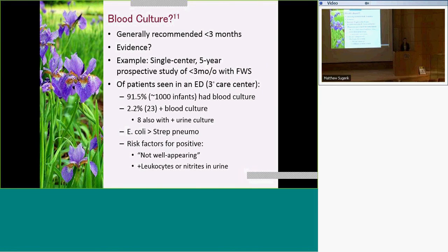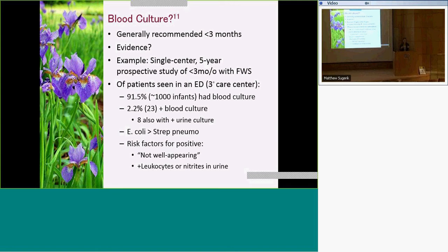So, and of those, not surprisingly, E. coli wins over strep because that's what we know now in this vaccinated age. Risk factors, again, if I had asked you, you probably could have guessed, being not well appearing and then having a UA that was consistent with looking like a UTI.